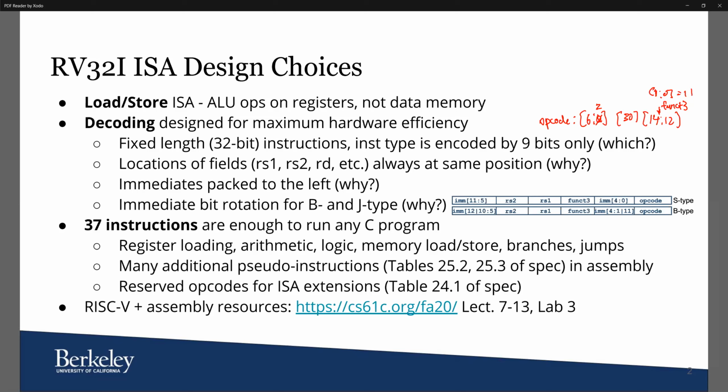All right, so the locations of all the fields, let's say RS1, RS2, and RD, are always in the same position. Why does that help? Someone take a guess?